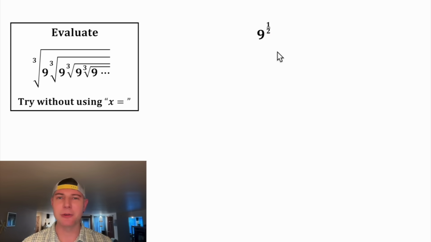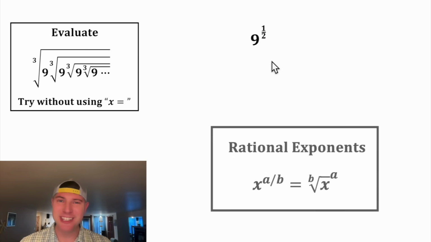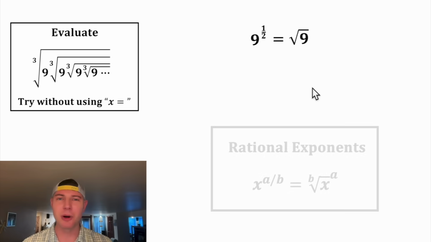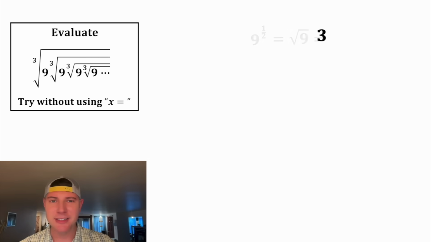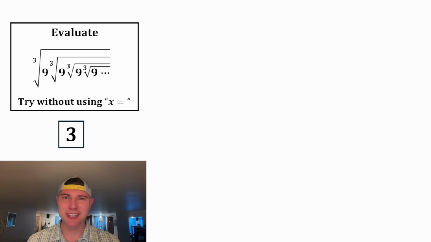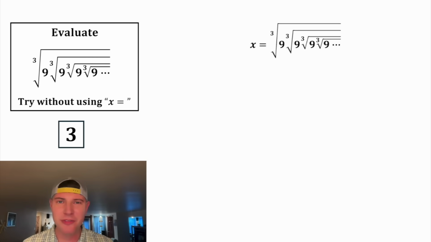And now we can evaluate 9 to the 1/2. Using these notes again, we know that 9 to the 1/2 power is equal to the square root of 9, and the square root of 9 is equal to 3. And that is the answer to our question. This whole thing will simplify to 3. How exciting. So there is a more common, faster way to solve this.